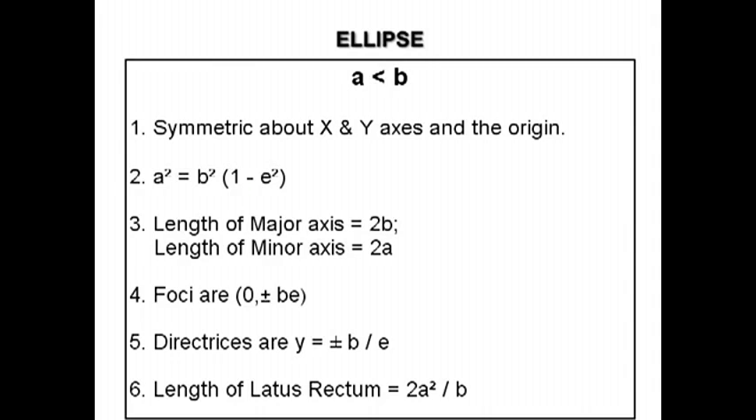Again, it is symmetric about both the axes and therefore symmetric about origin. But here a square equal to b square into 1 minus e square. Therefore e equal to root of b square minus a square upon b. Here length of major axis equal to 2b and length of minor axis equal to 2a. The foci are 0 plus minus b. Directrices are y equal to plus minus b upon e and length of latus rectum equal to 2a square upon b.